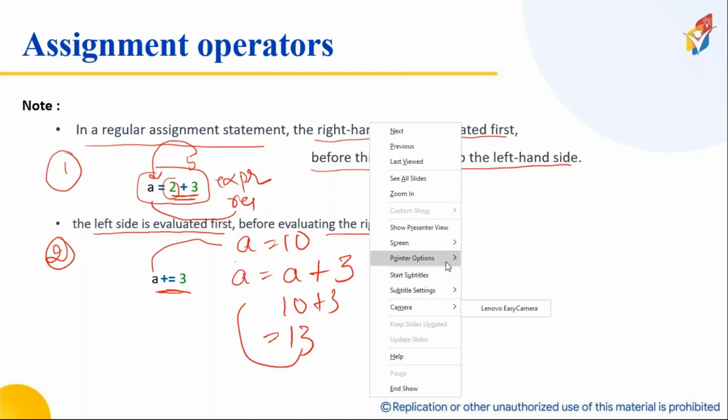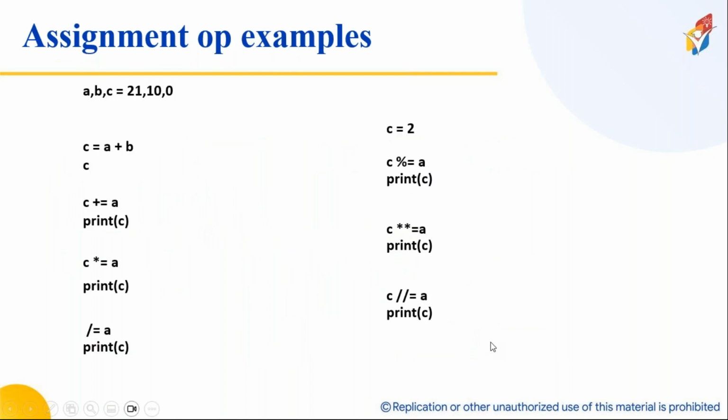Now, I'll ask some questions. Today we'll discuss some beautiful examples. Can you please answer me? Now, A will get 21, B will get 10, and C will get 0. Once again, I'm repeating. What is my value of A? A will be 21, B will be 10, and C will be 0.